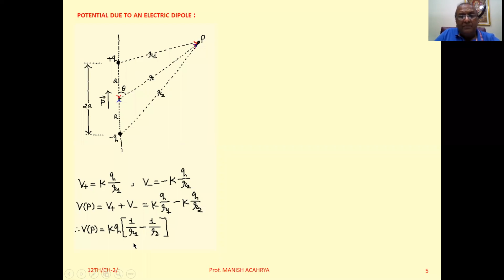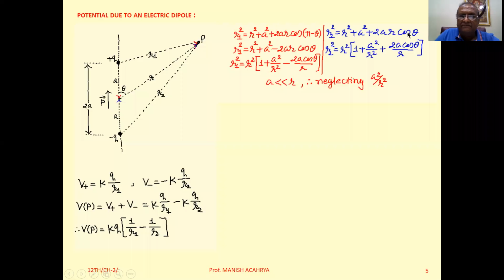Therefore V at P is equal to kq into 1 upon r1 minus 1 upon r2. But we always take the position of the point with respect to the center of the dipole. It implies that we have to represent the equation of the potential at point P in terms of r, not in terms of r1 and r2. Clear up to this one?